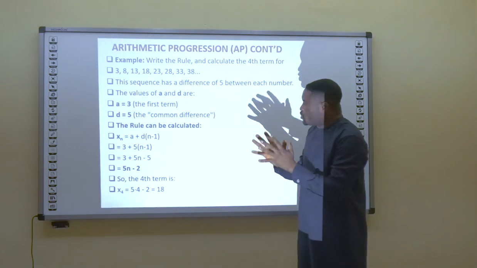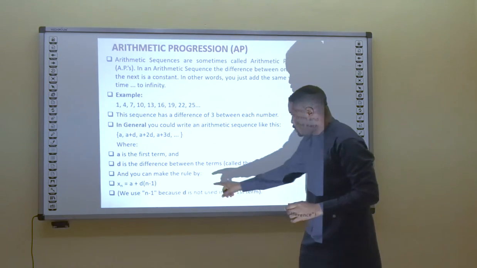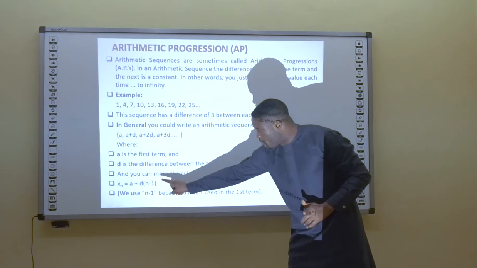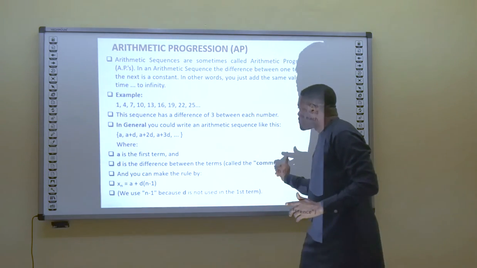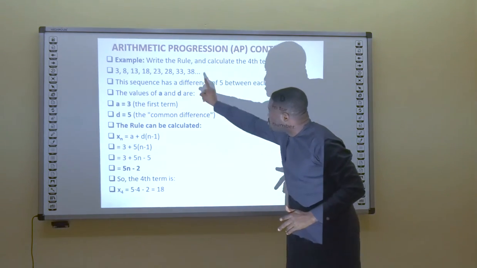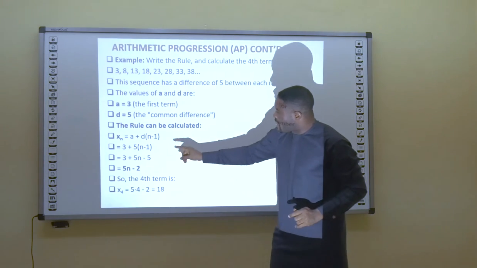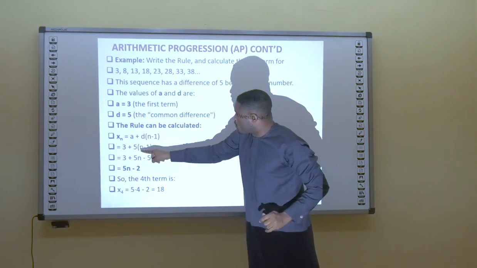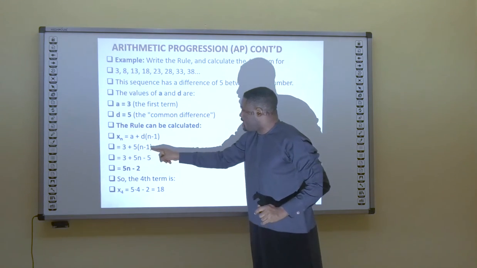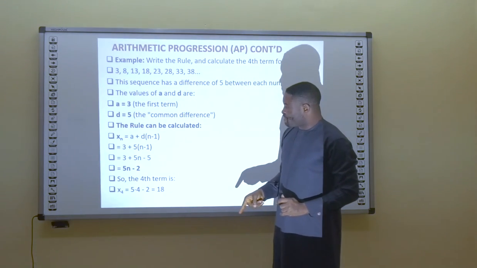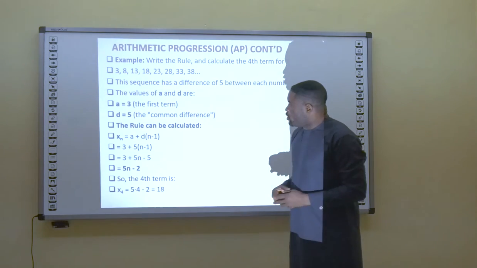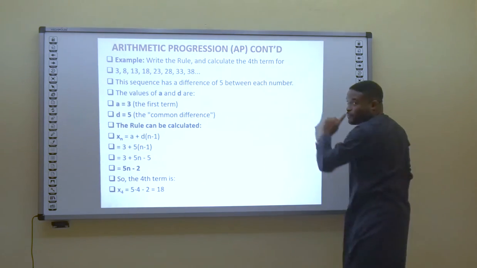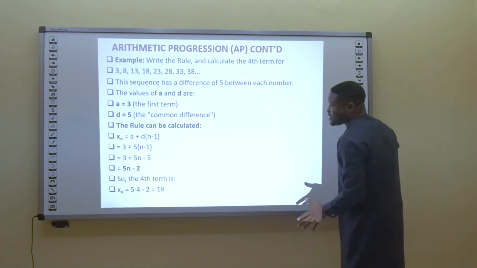So now, using the rule we stated in the previous slide, where xn is equal to a plus d into n minus 1, when we apply this rule to this example, xn will be equal to 3, which is the first term, plus 5, which is the common difference, into n minus 1. Okay, so now we don't know what the value of n is because we are looking to find the fourth term, so we don't know what the n is.